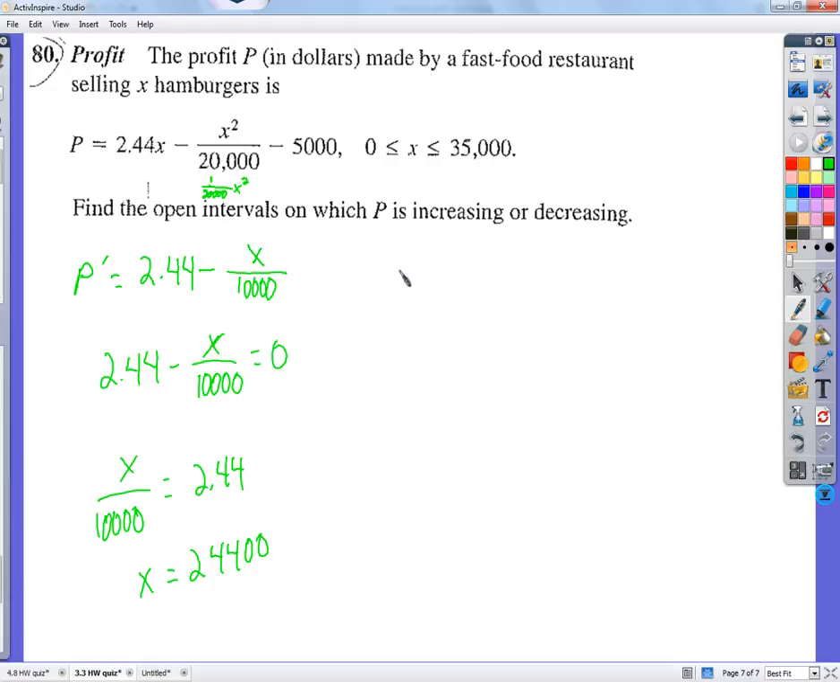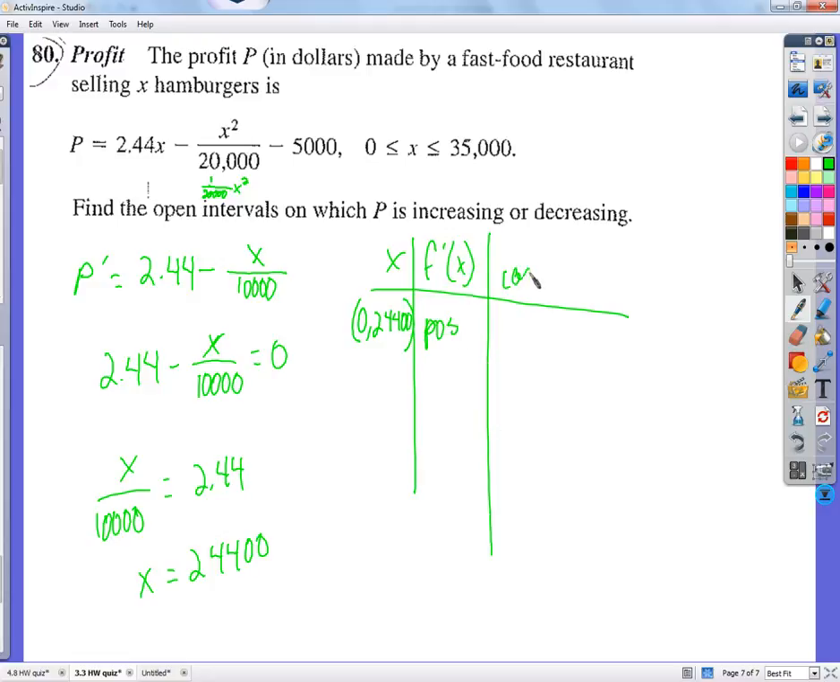So you can set up a little table here. Since that's the interval we're working from, 0 to 24,400, f prime is positive. So the conclusion is the original function is increasing. And after that, from 24,400 to 35,000.